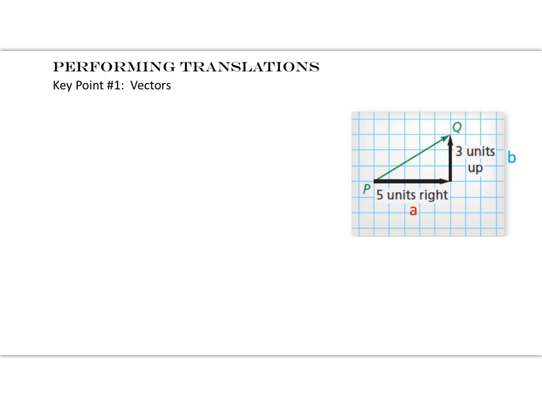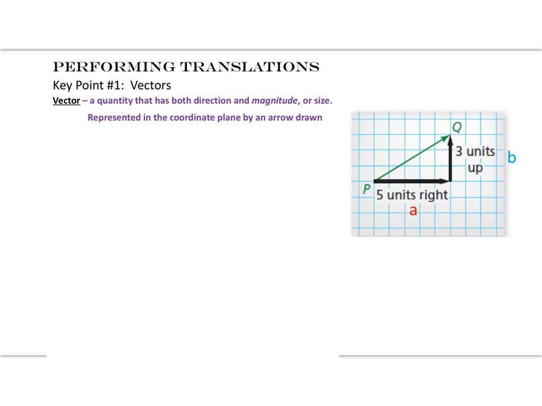All right, let's get started with our first key point, vectors. Here's a picture of a vector. It's a quantity that has both direction and magnitude, in other words, size. And it's represented in a coordinate plane by an arrow drawn from one point to another. In this case, from point P to point Q.